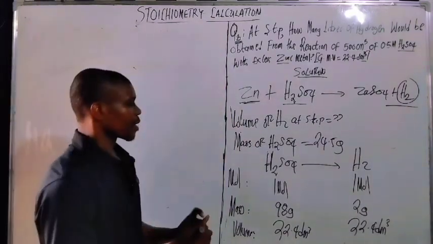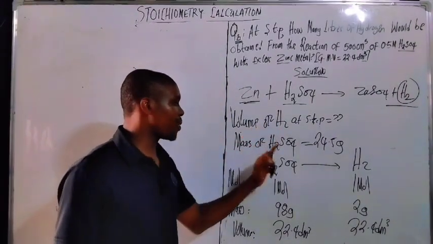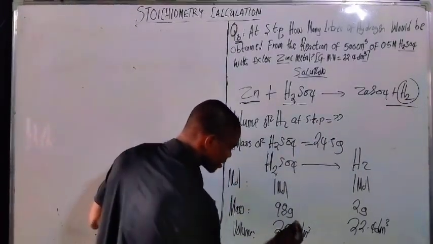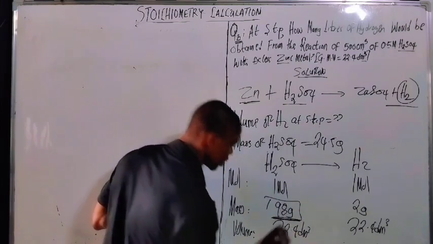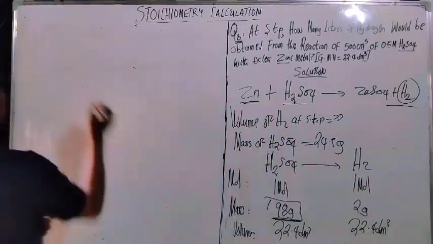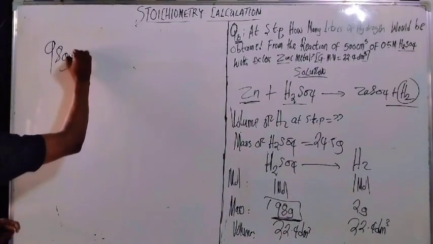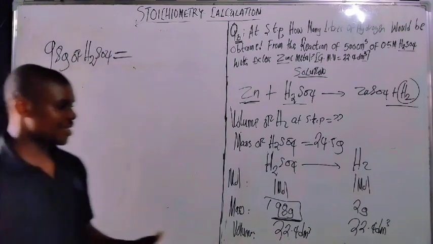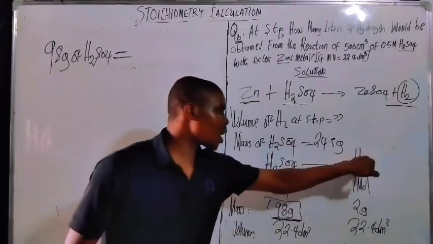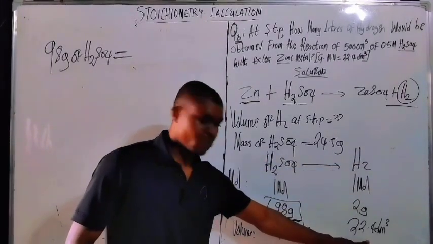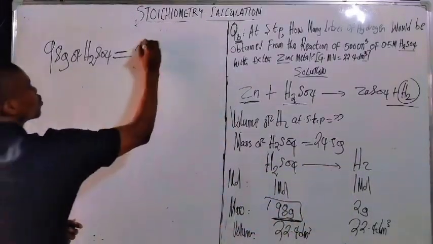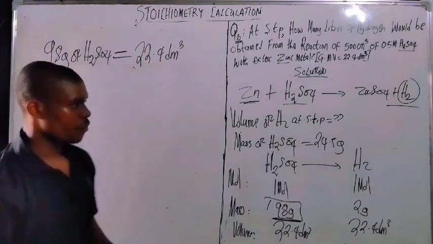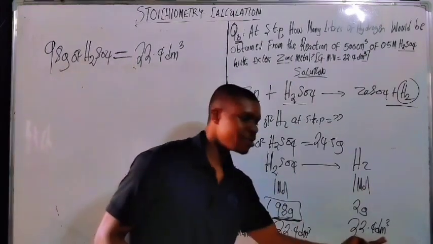Now, they say you will calculate the volume of H2 when we are giving you the mass of what? Of H2SO4. So it's going to be this mass in the balanced equation here. It's going to be 98 gram of H2SO4 is equal to, now they say calculate the volume of this one here. So I want to use the molar volume, which is 24 dm³. Hope you understand, 24 dm³.